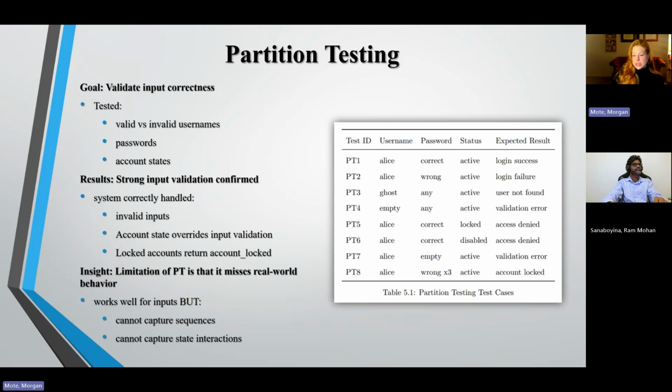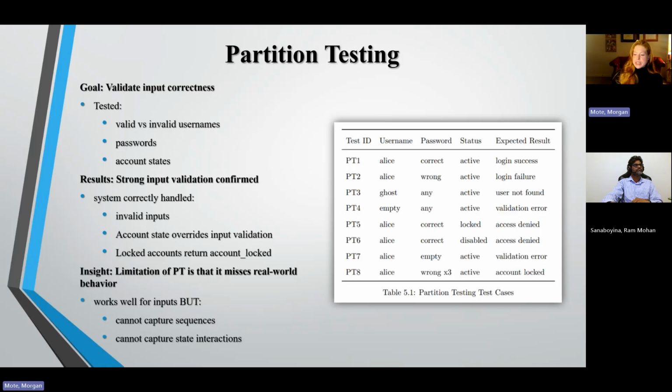Partition testing was used to validate input correctness by dividing the input space into equivalence classes. We tested combinations of valid and invalid usernames, passwords, and account states. This approach ensured coverage of both normal and exceptional input conditions.